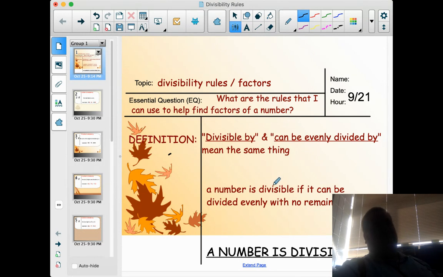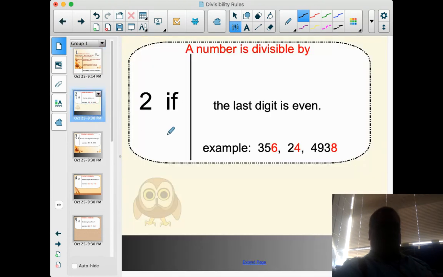If I were to ask if 6 is divisible by 5, well, 5 does not go evenly into 6 with no remainder. So we would say 6 is not divisible by 5. Okay, so that's what we mean. We're just interested in seeing what numbers go evenly into other numbers. Okay, so let's start with 2.